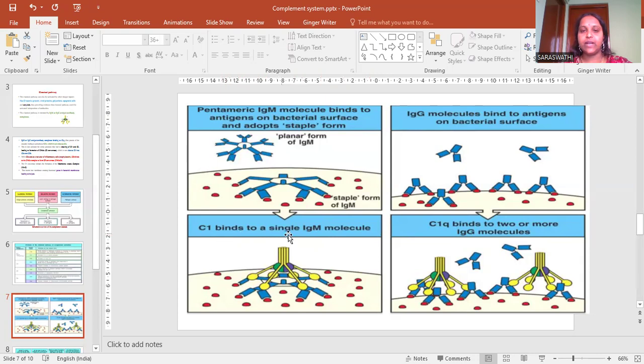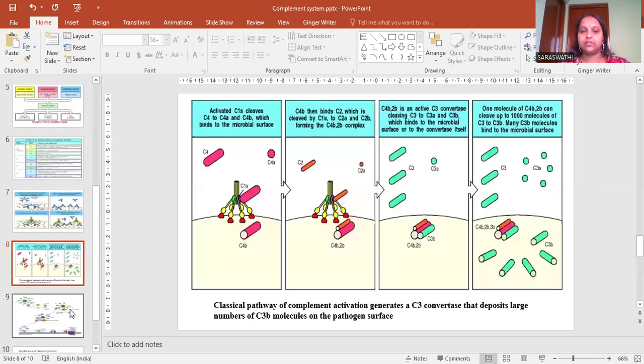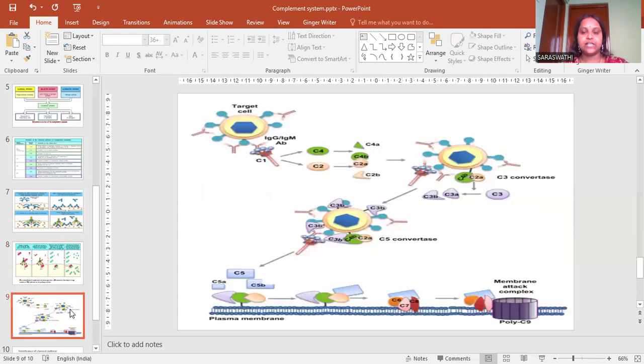Usually C1 binds to single molecules of IgM, otherwise immunoglobulins, whereas IgG binds to the bacterial surface. The C1Q binds to two or more molecules of IgG antibody. Now we'll go to the schematic representation to understand how this pathway activates C1 as well as C3, C4, C3 convertase and C5 until the membrane attack complex. How it happens, we'll go to the pictures and understand the exact pathway.